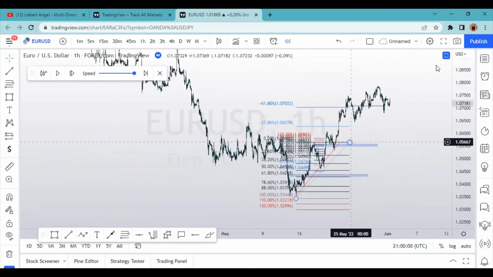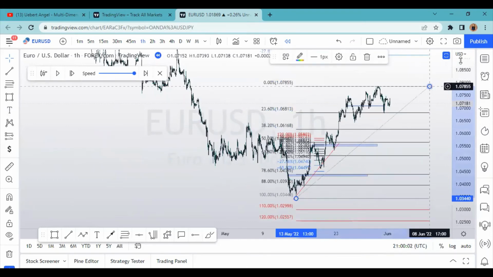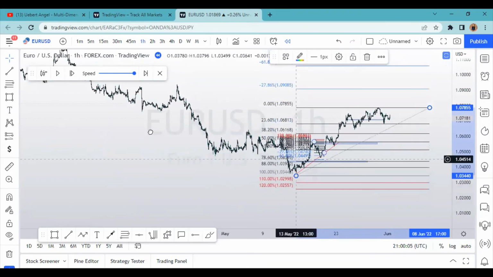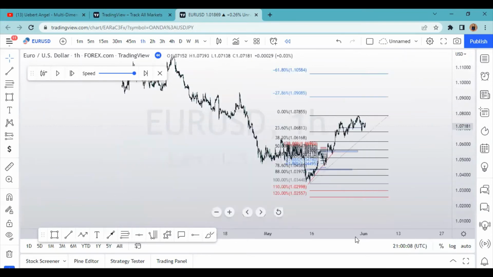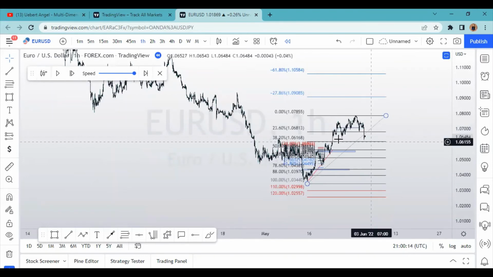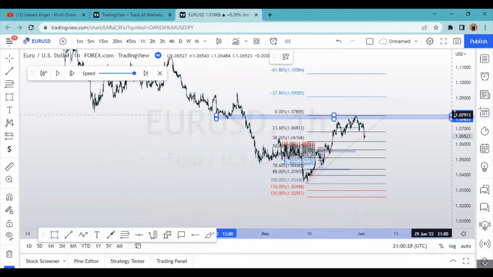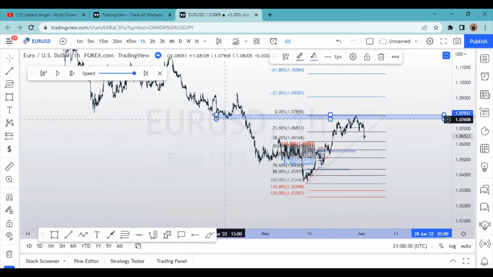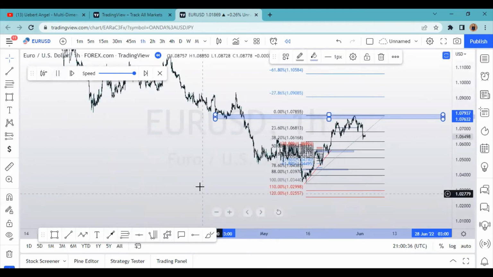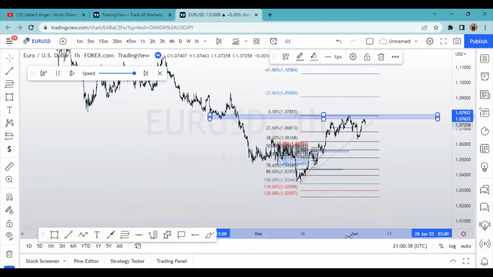Okay, so let me adjust my fib. Can you tell I don't trade Euro USD that much? Wait and see what's happening. So price is around this 23.6% level here. And then I can see here that we had a retest of this previous support area. So sometimes you need to just really look into detail as to what's happening.